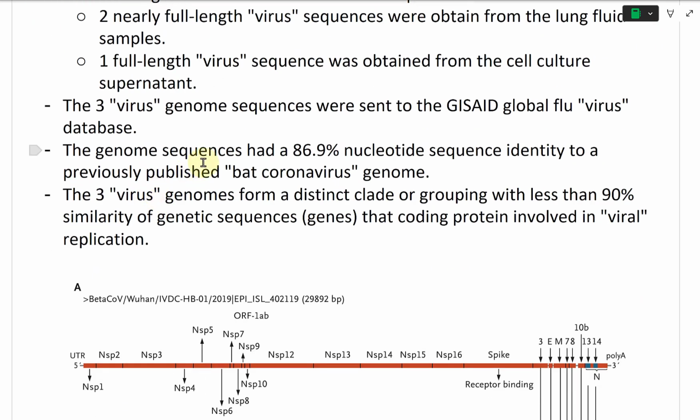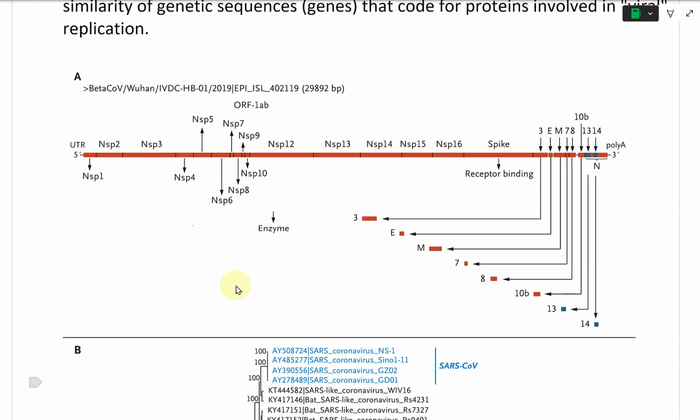And the 3, quote, virus genome sequences were sent to the GISAID Global Flu Virus Database, and the genome sequences had an 86.9% nucleotide sequence identity to a previously published bat coronavirus genome. The three quote virus genomes form a distinct clade or grouping with less than 90% similarity of genetic sequences, genes that code for proteins involved in quote viral replication.